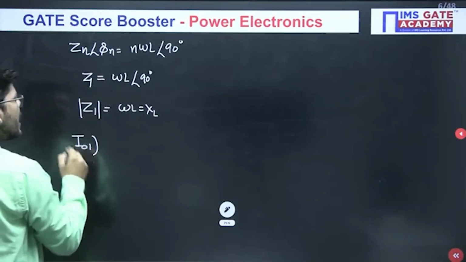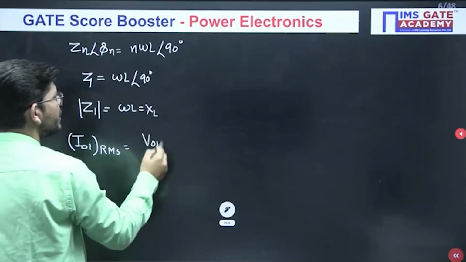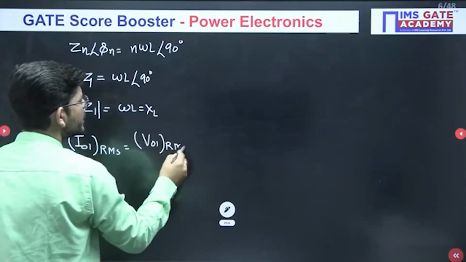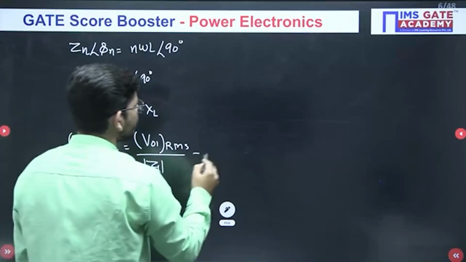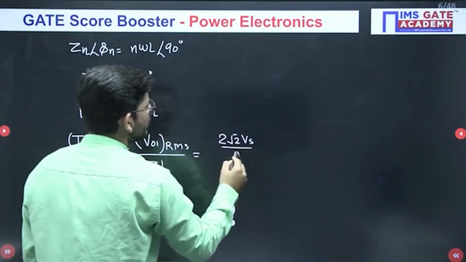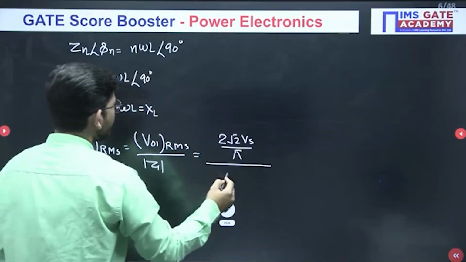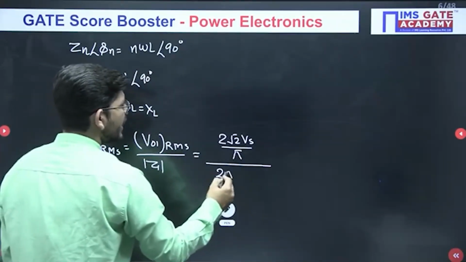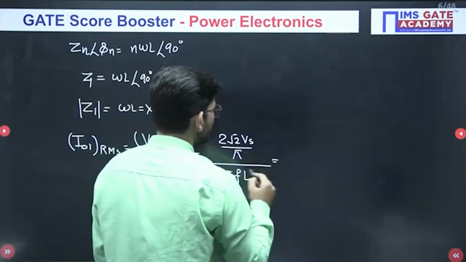So fundamental RMS component of current, which we have written, will be equal to fundamental RMS voltage divided by the fundamental impedance. Okay. So fundamental RMS voltage is 2 root 2 Vs over pi, and impedance is equal to XL or omega L. Okay. Omega L, you may write it 2 pi F into L. So now you only have to put the values.